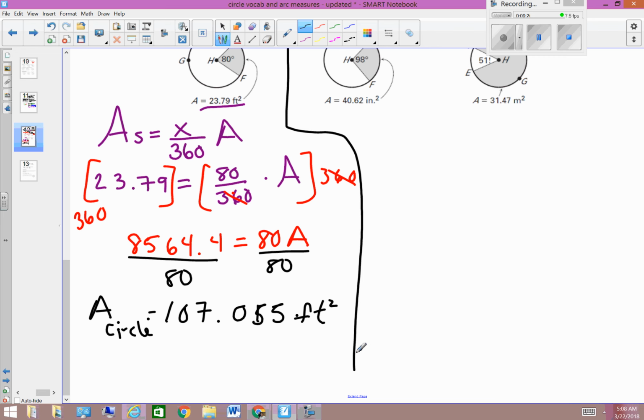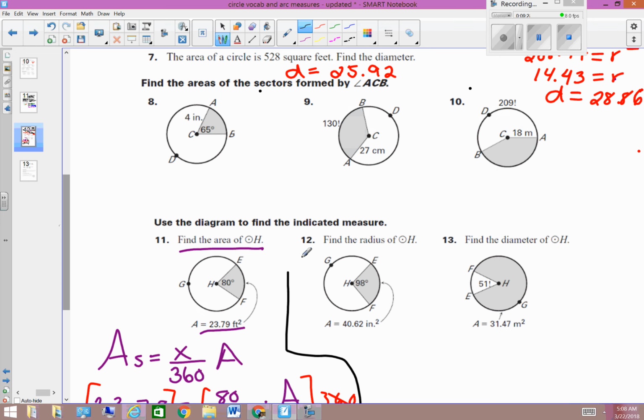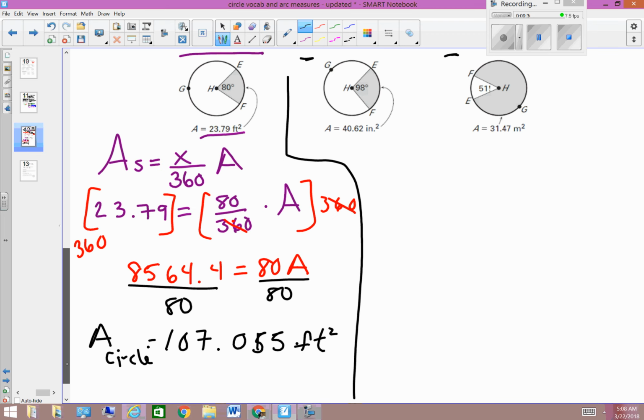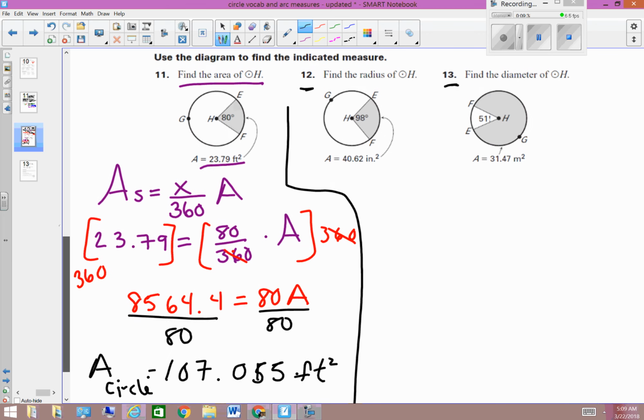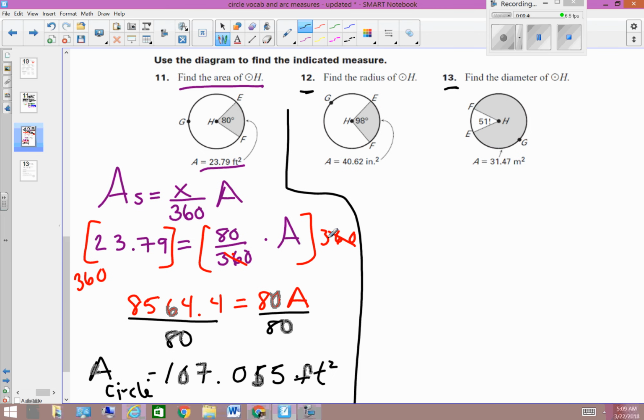Now, problems 12 and 13, we're going to do the same thing, but then we have to do a second step like we did in 6 and 7. So for 12 and 13, you're going to do exactly all of this. Solve for the area of the whole circle. Once you get the area of the whole circle, you use pi r squared to find the radius and then to find the diameter. So pause the video, try your answers, and see how you do.